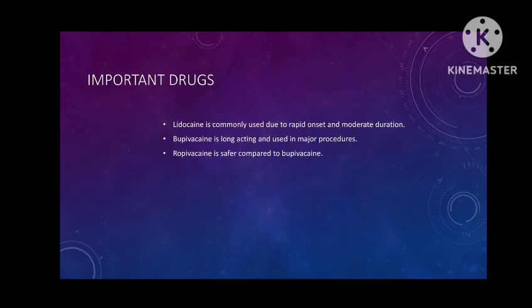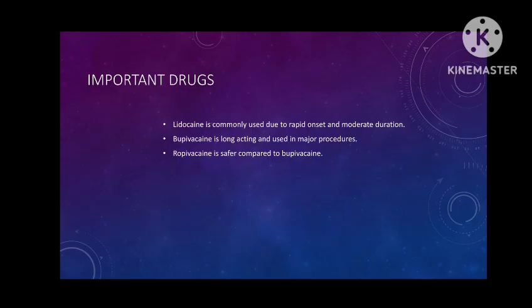Next, lidocaine is the most commonly used local anesthetic due to its rapid onset of action and intermediate duration, making it suitable for a wide range of procedures. Bupivacaine is a long-acting local anesthetic that is commonly used for spinal and epidural anesthesia, although it carries a higher risk of cardiotoxicity. Ropivacaine is similar to bupivacaine but has a safer cardiovascular profile, while prilocaine is associated with the risk of methemoglobinemia.